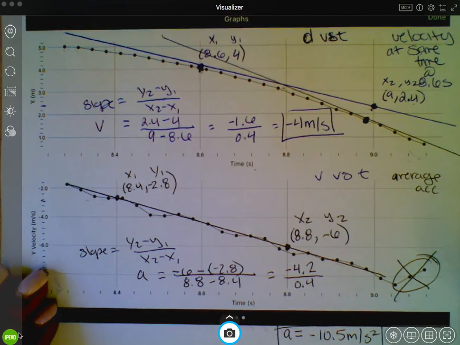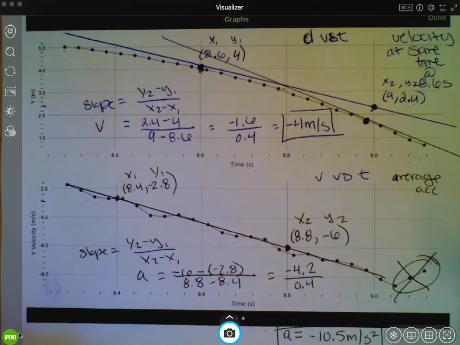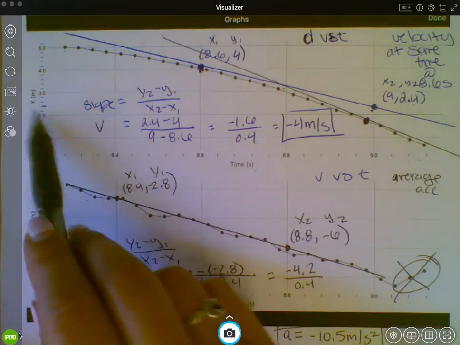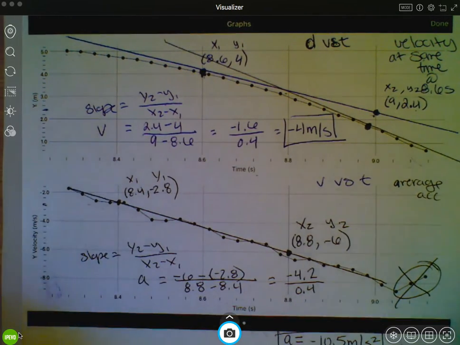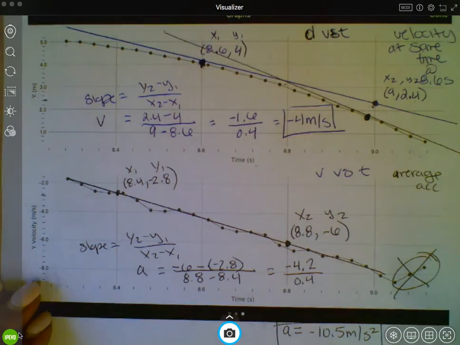So hopefully that helps explain this graphing process. But the thing you want to make sure of is that when you're looking for velocity, you're using the d versus t graph. And when you're looking for acceleration, you're using the velocity versus t graph. All right, you mix those up and it's really going to throw off your work.